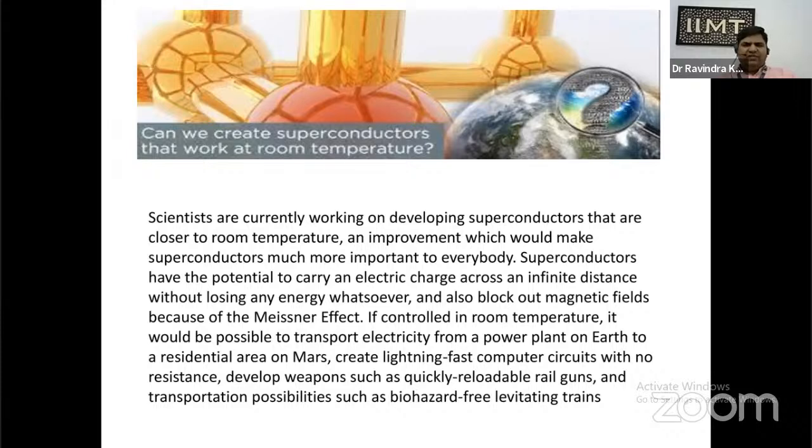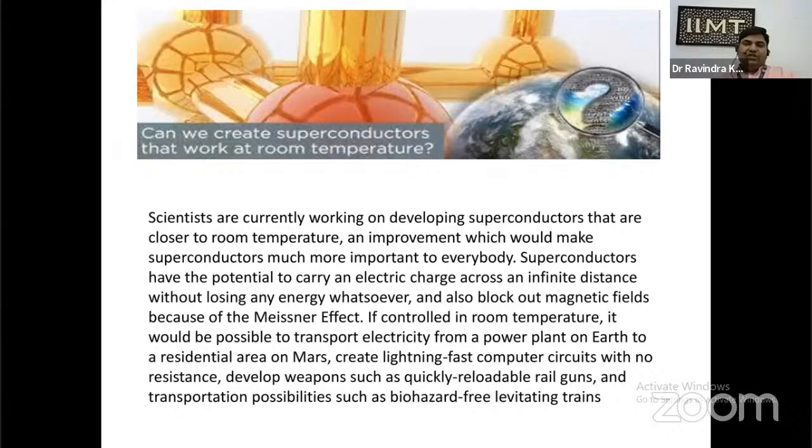Nowadays we are using copper cables to transport electrical energy. But when we get superconducting wires, we can transport our electrical energy without losing much energy; the loss will be minimum. If we control it at room temperature, it would be possible to transport electricity from a power plant on Earth to a residential area on Mars.